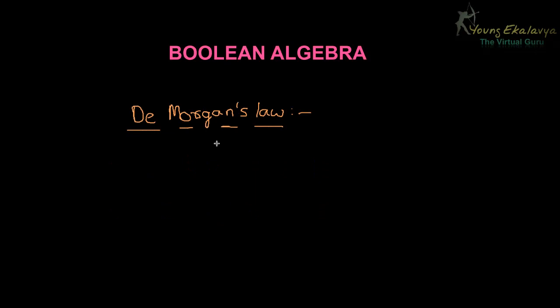So now we will see this De Morgan's law. So it states that x or y whole complement or whole bar, that is equal to x complement and y complement. So this is a very important law we use while simplifying these Boolean equations. This has great importance in our digital electronics.